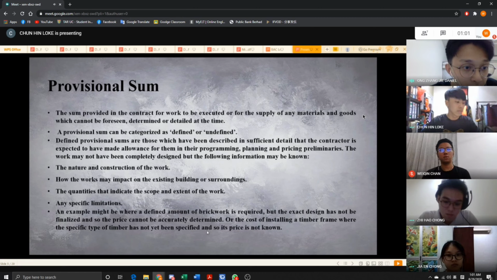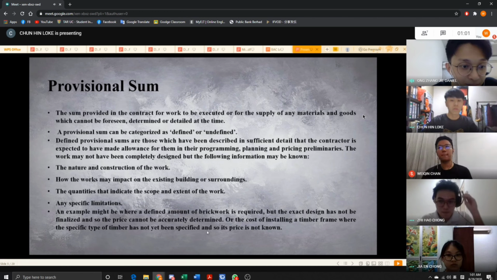The work may not have been completely designed, but the following information may be known: the nature and construction of the work, how the works may impact on the existing building or surrounding, the quantities that indicate the scope and extent of the work, and any specific limitations.